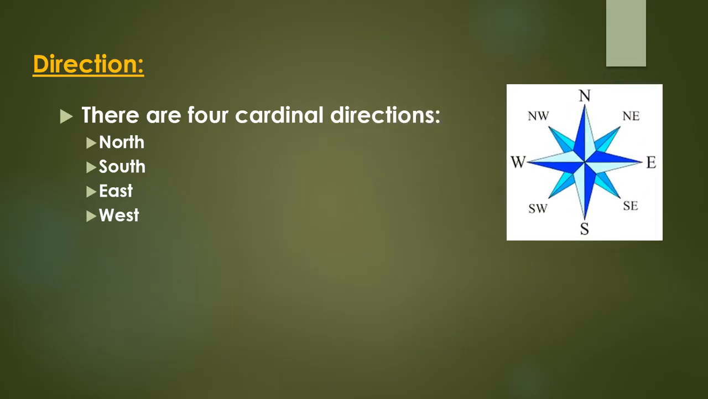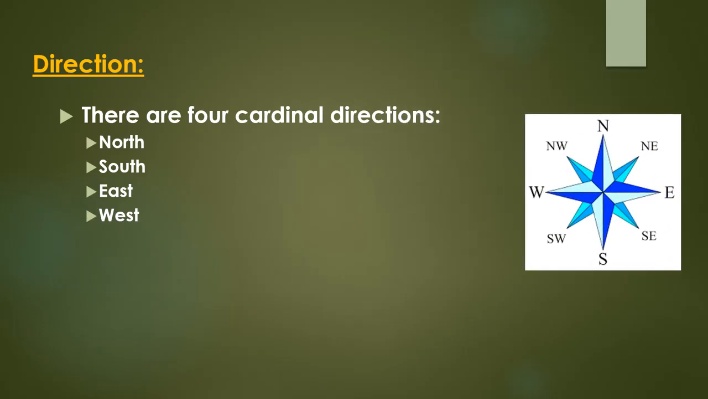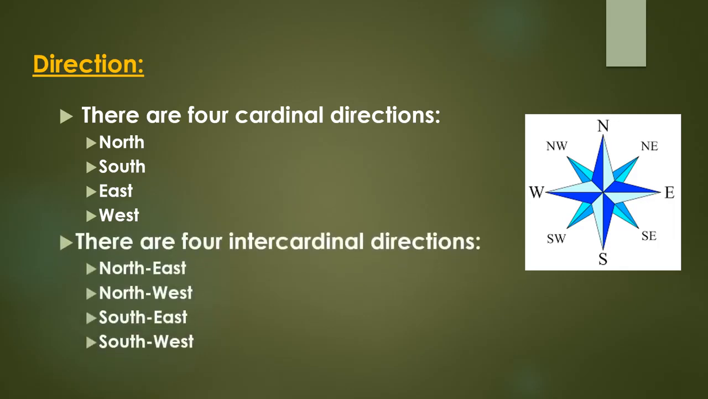There are 4 cardinal directions: north, south, east, west. There are 4 intercardinal directions: northeast, northwest, southeast, southwest. All maps have a compass rose to show the direction, and north is always on the top.